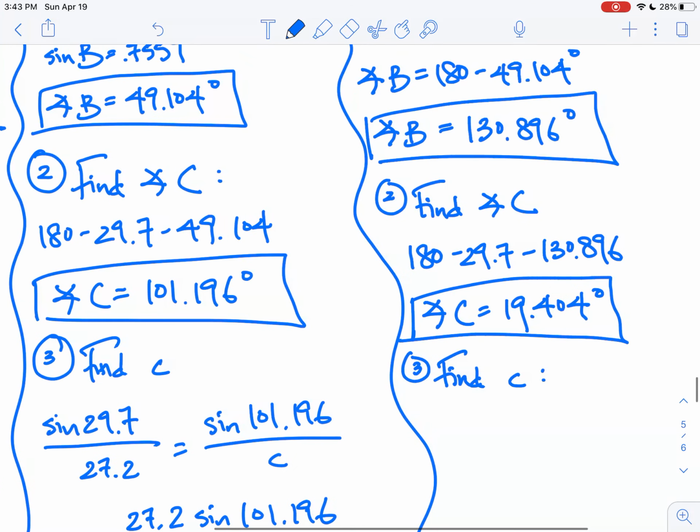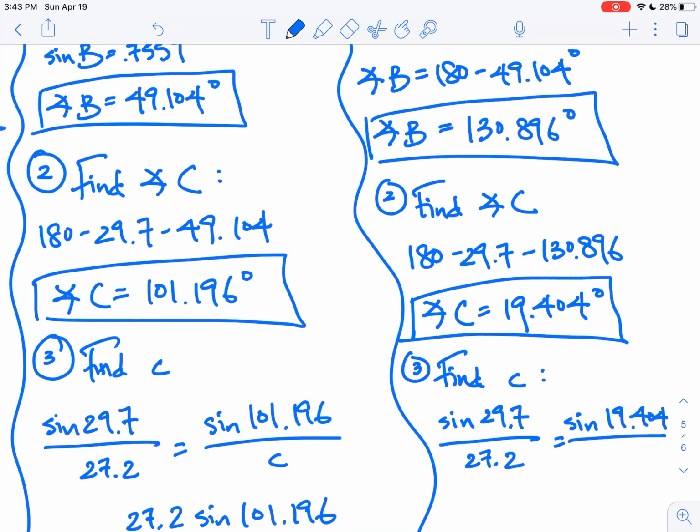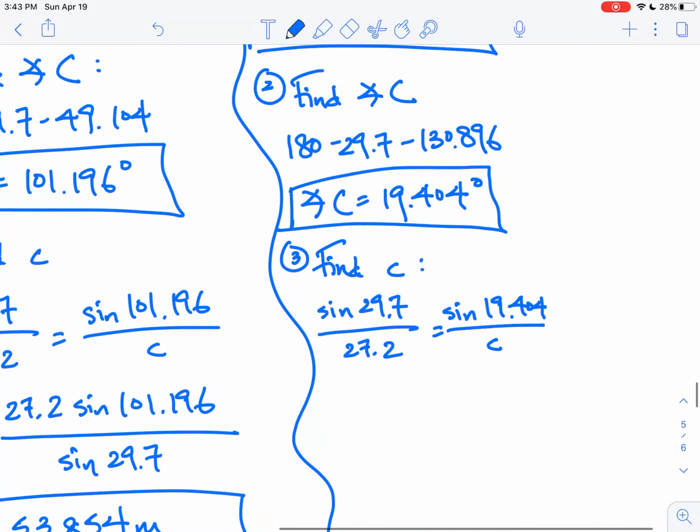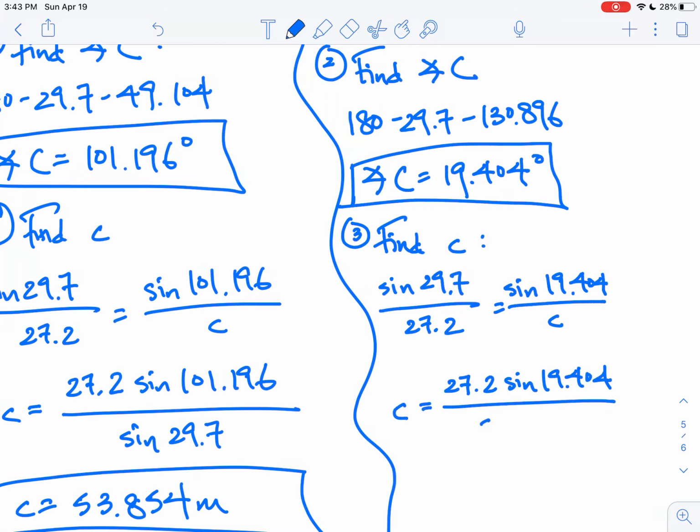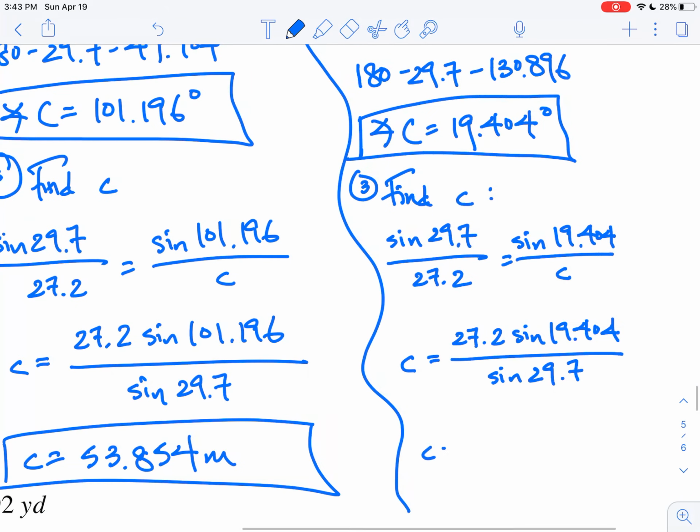Okay, so I'm going to set this up the same way. 29.7 over 27.2. Except this time I'm going to assign 19.404 over little c. Okay? Now just like the last time, I'm going to skip the step where I cross multiply, but I'm going to say if I had cross multiplied, I would get this. And then I would divide by the thing I multiplied c by.